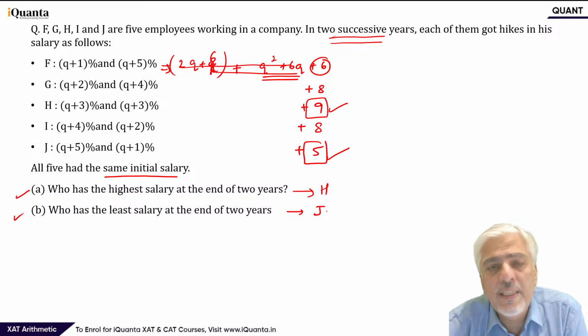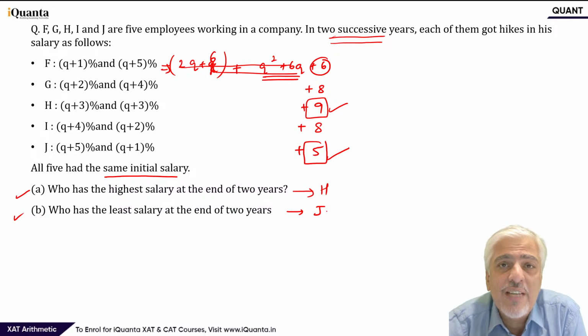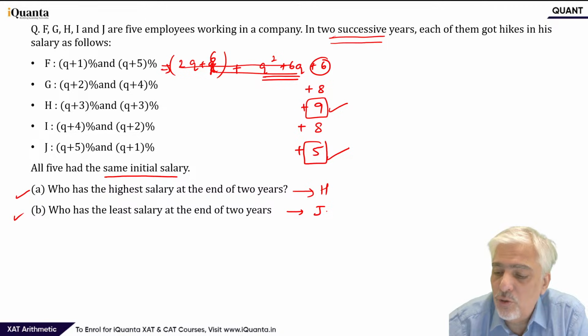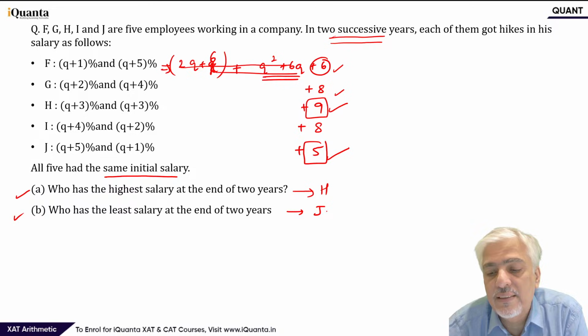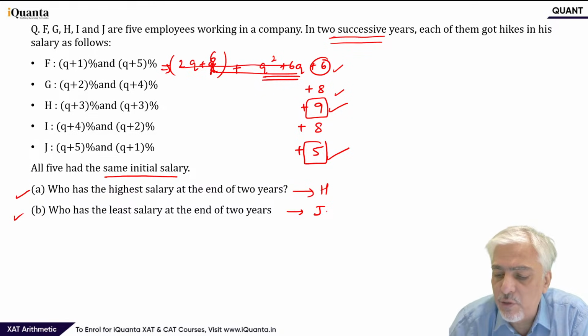No need to assume Q. Q is not even needed in the question. If you assume Q, suppose you assume Q as 10, your calculations will actually go up. You are only interested in these numbers: 6, 8, 9, 8, 5. That's it. Why waste time? No, your calculations are unnecessary. I'll explain the whole thing again if you want.